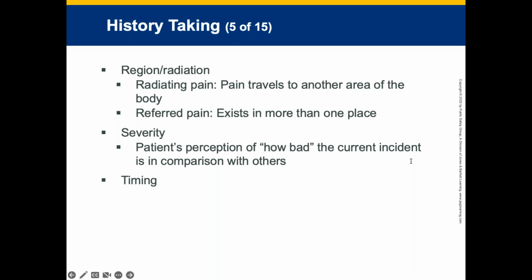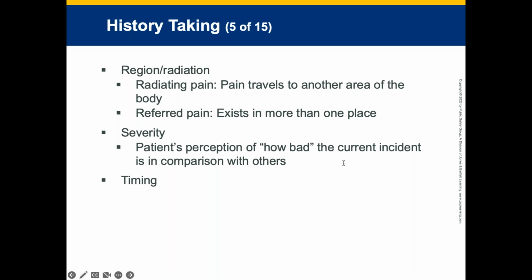Severity: the patient's perception of how bad the current incident is in comparison with others. And ask the following questions. How bad is the episode in comparison with previous ones? What happened the last time you had an episode this bad? How would you rate the problem in numbers? If 0 is normal and 10 is the worst pain you've ever had, how would you rate your pain currently? You can also use that same 0 to 10 scale for a breathing condition as well.